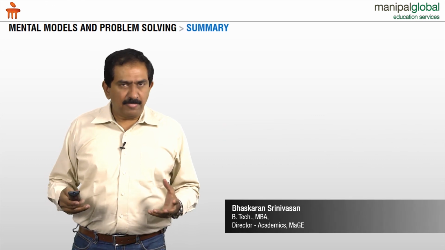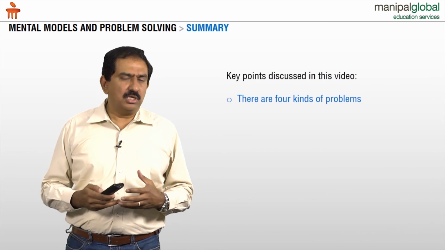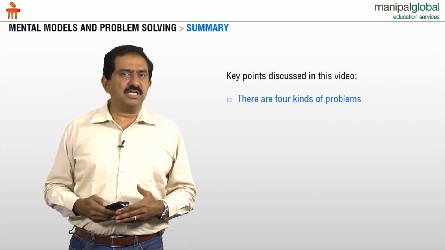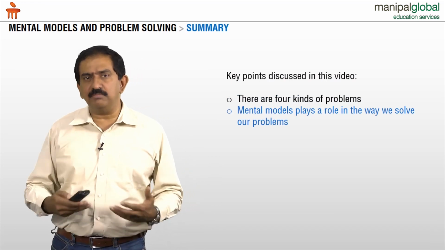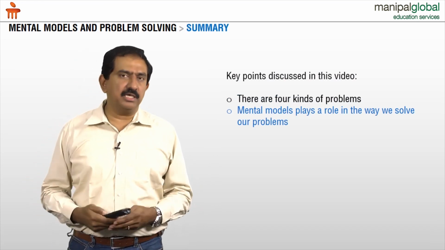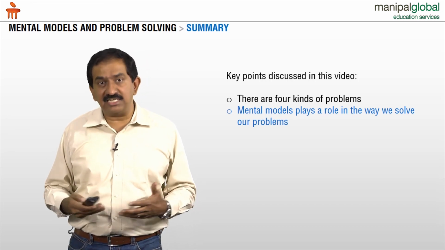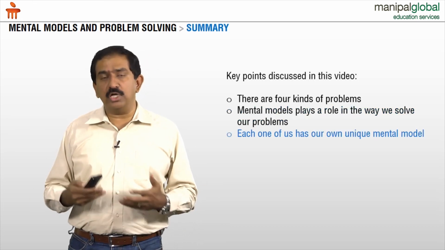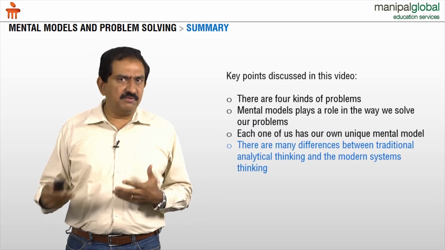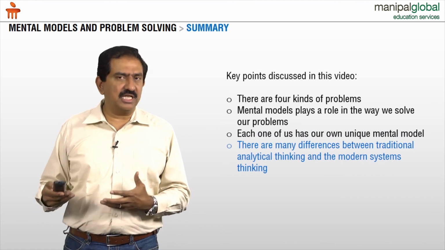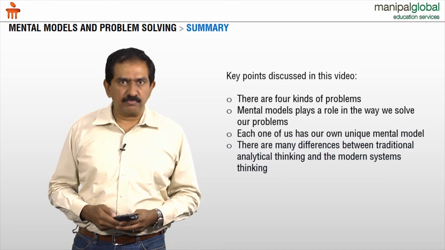So in summary, this video has helped us understand how people resolve problems and the 4 kinds of problems. It helps us understand the role that mental models play in the way we solve our problems. It has helped us understand that each one of us has our own unique mental model. It helps us understand the difference between traditional analytical thinking and the more modern systems thinking.